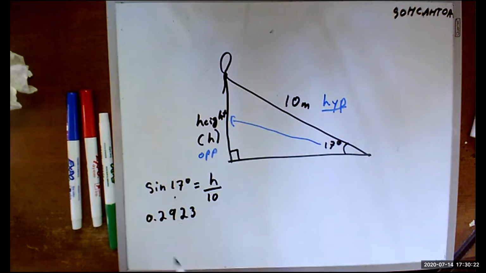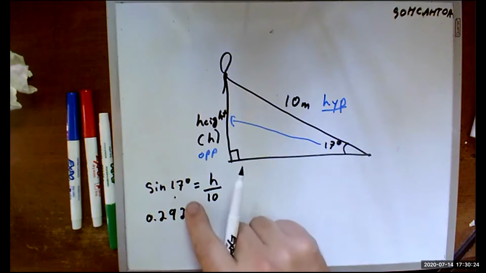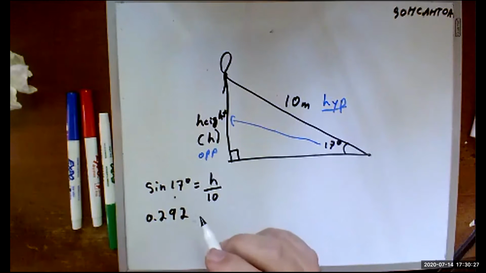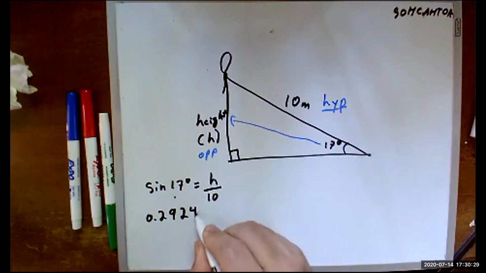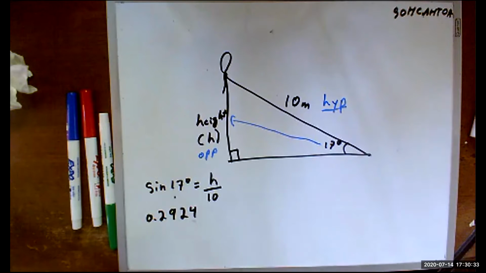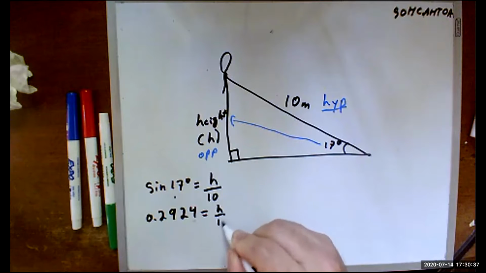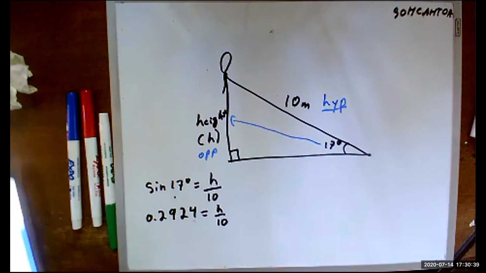So the sine of 17 degrees is, sorry, I should actually make that, when we look at the whole long number, it rounds to 0.2924 because the 7 comes after the 3 if you're looking at your calculator. So I'm going to go with the properly rounded number. And that's still going to be H over 10.